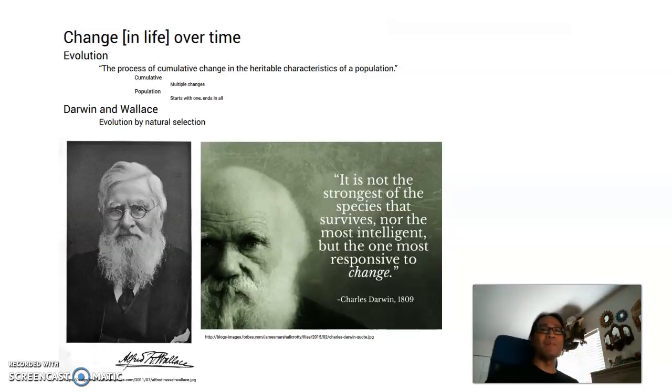So when we're talking about evolution, we're talking about, well, change in life over time. Now, you notice I put in the brackets in life. Change over time is a simplification. Change in life over time itself is a simplification. The definition of evolution that I looked up on the web that you'll find in other dictionaries is the process of cumulative change in the heritable characteristics of a population. Note the word cumulative. That means you're getting not one big change, but multiple changes.